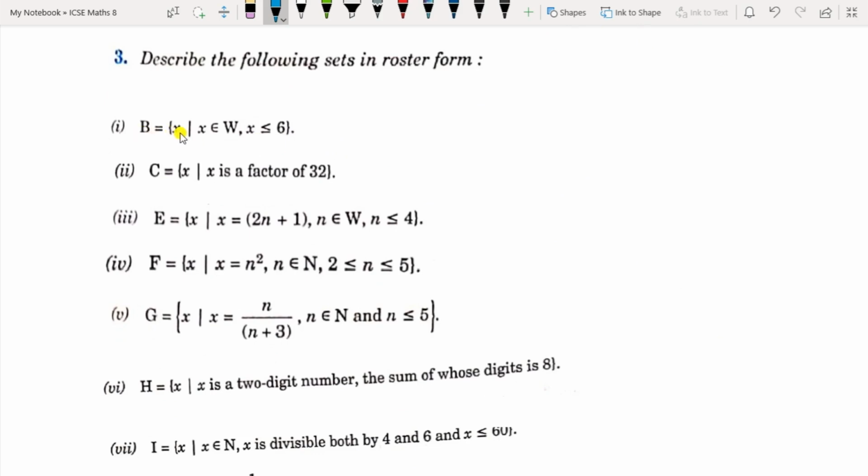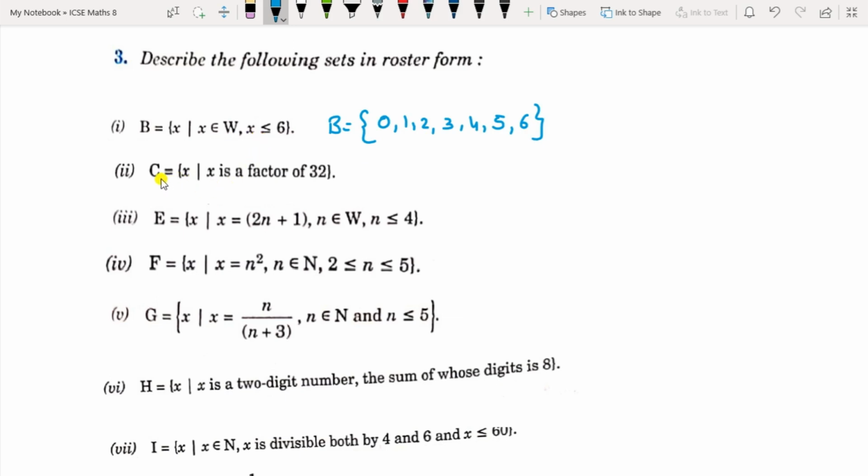B equal to x such that x belongs to W, that is whole numbers, and x is less than or equal to 6. It is a set of whole numbers, and less than or equal to means this number should also be included. So here we will write B equal to whole numbers starting from 0: 0, 1, 2, 3, 4, 5, 6. So this is the answer for this question.